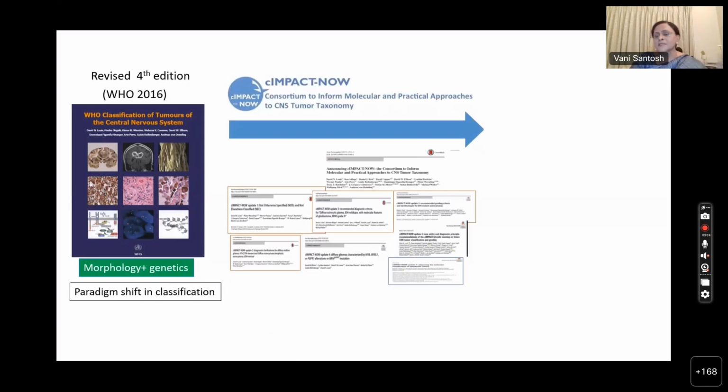Now, what we have seen post 2016 also is that there is a rapid advancement in neuro-oncology. And in order to keep pace with it, the cIMPACT-NOW, which is the Consortium to Inform Molecular and Practical Approaches to CNS Tumor Taxonomy, was announced in the year 2017. Now, this was by the WHO group itself, but it was not officially WHO at that time, and therefore NOW stands for not officially WHO. The goal of this consortium was basically to review the literature for new molecular markers, new biomarkers, new molecular alterations, which have some clinical significance, and to decide which of these molecular markers can be incorporated into the subsequent classifications.